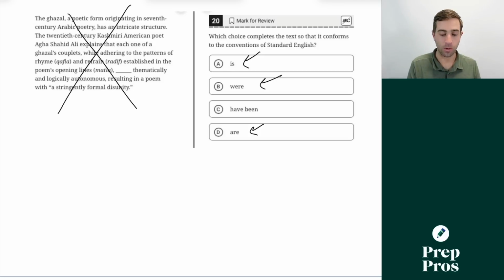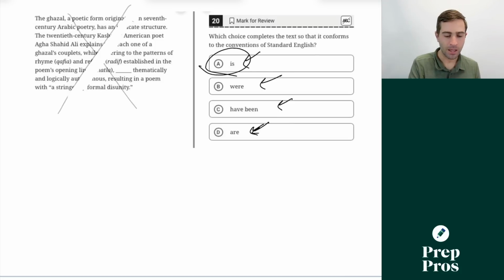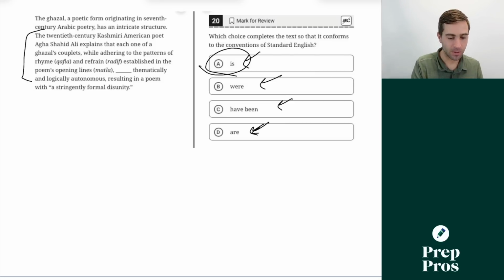So we could say they were, they have been, they are. We could only say he or she is. That's where A is correct. Now, if we're looking at this more technically, the subject of the sentence can never be contained in extra information surrounded by 2 commas or within a prepositional phrase. So as we look back at this sentence, the 20th century Kashmiri American poet Agha Shahid Ali explains that each one, now this is all a prepositional phrase, of Ghazal's couplets, and now here we see commas and commas, this is all extra information.